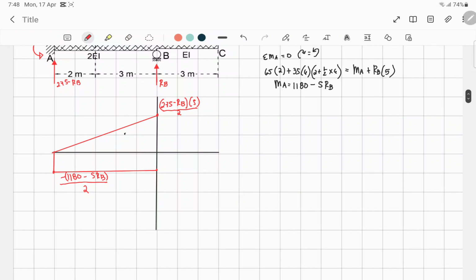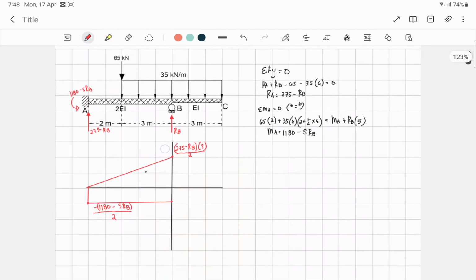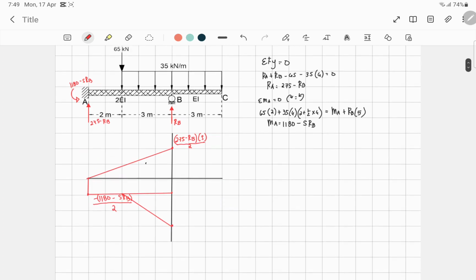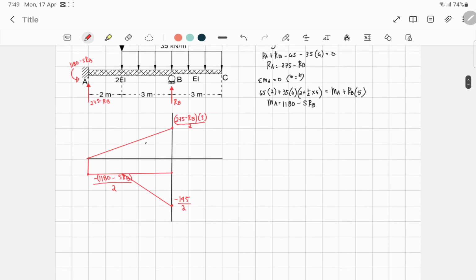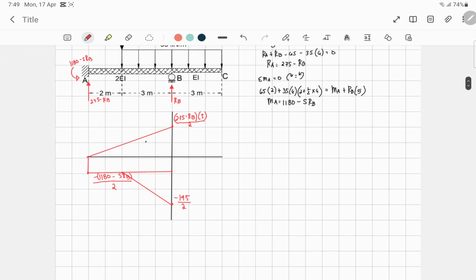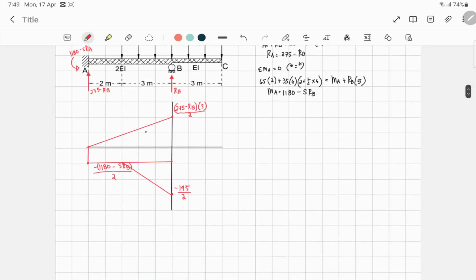Okay. And then, next naman is this concentrated load na 65 here. So, triangular lang ulit yan. So, yung point na to, papunta dito. Okay. So, 6 times 3, that is negative 195. And then, nasa segment pa rin siya ng AB. So, i-adjust ko na lang siya by dividing it by 2. And then, we have, drawing ko lang, this uniformly distributed load, which is 35. So, nandito siya.